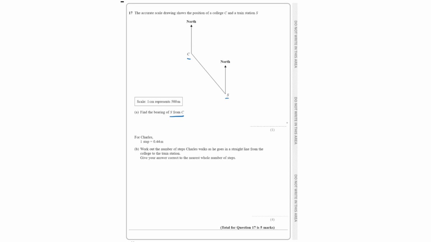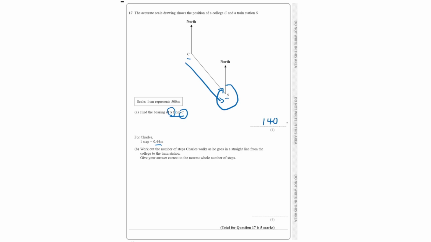When we take the bearing, we always find the clockwise direction starting from the initial, which is S, and we go clockwise to the final, which is C. So it's actually this angle. Now we have to use a protractor here, and here I got 140 degrees. For Charles, one step is equal to 0.44 meters. Work out the number of steps Charles walks when he goes in a straight line from the college to the train station. Give your answer correct to the nearest whole number of steps.